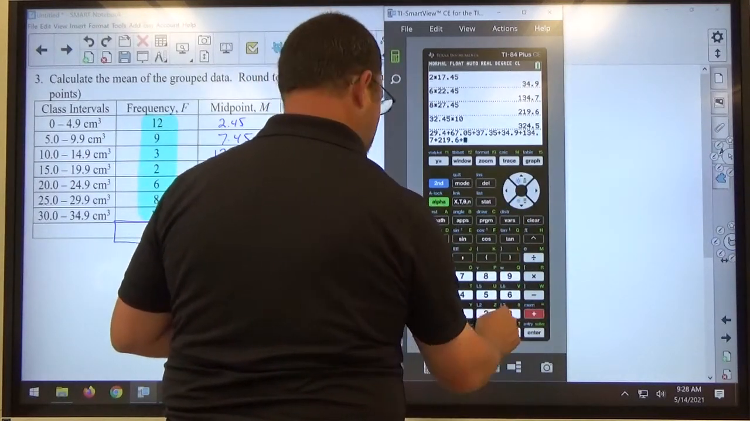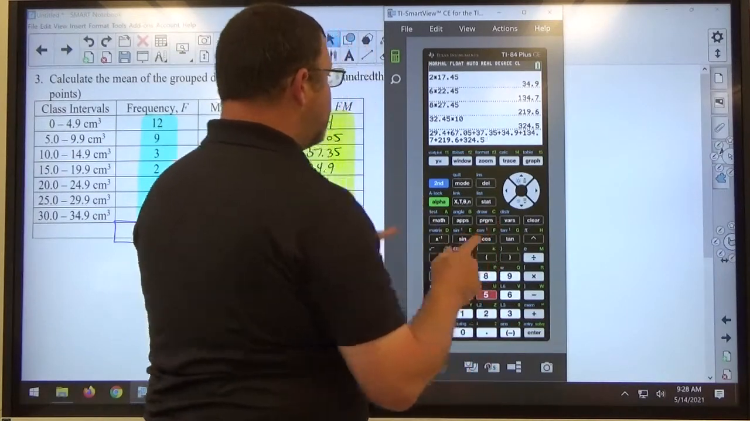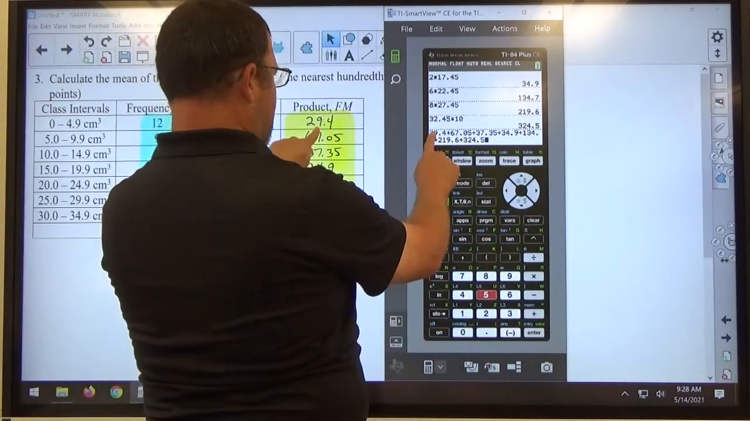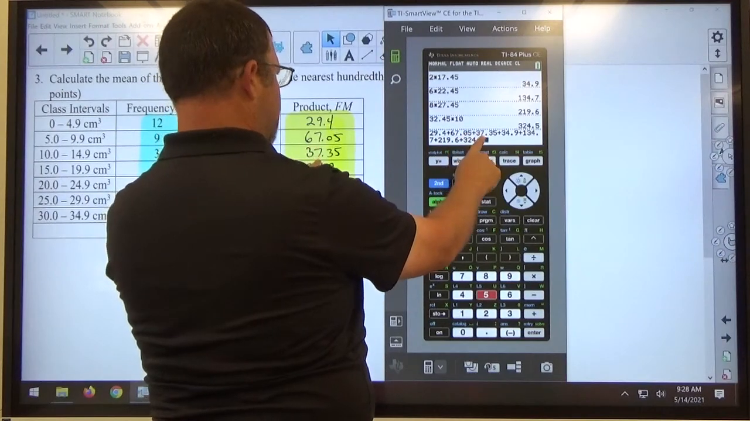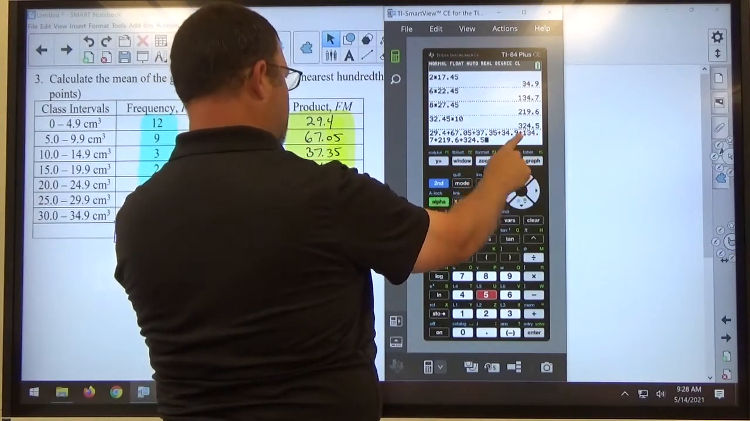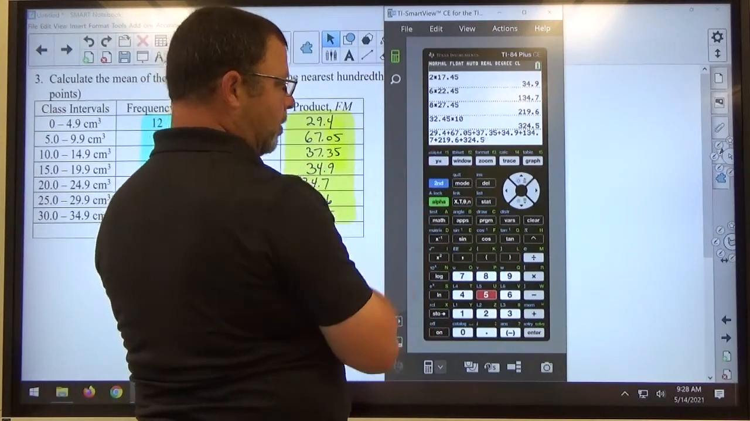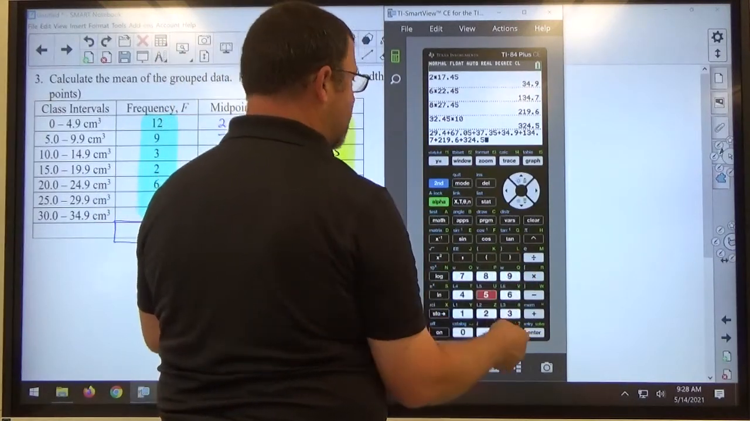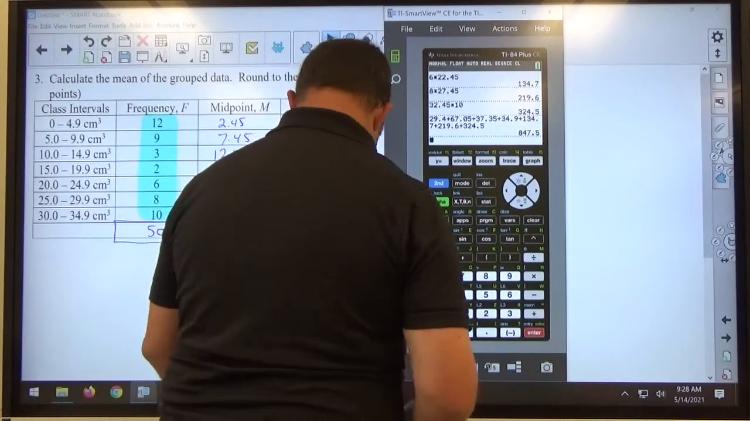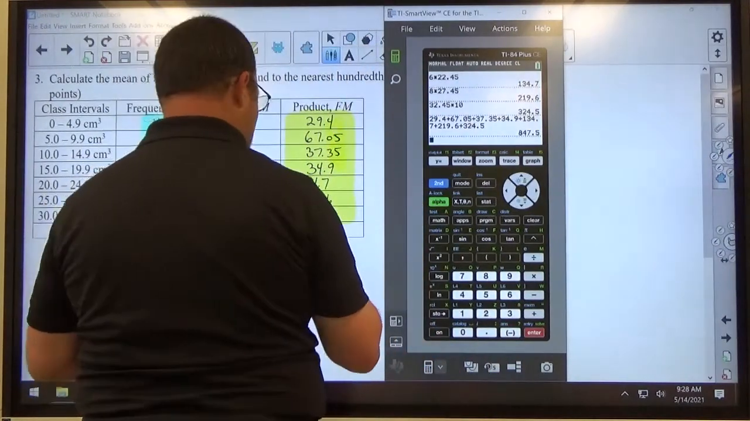plus 324.5. Quick check to make sure everything's typed in right. 29.4, 67.05, 37.35, 34.9, 134.7, 219.6, 324.5. All pluses in between. I didn't accidentally hit minus or times or something. Hit equals. 847.5 is the sum of all the numbers.